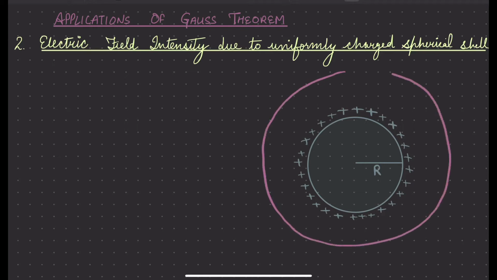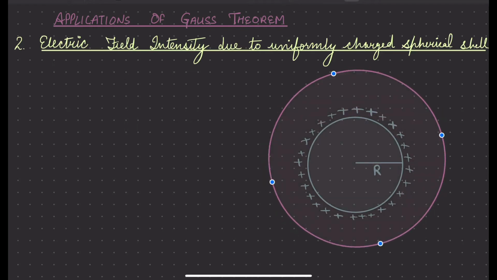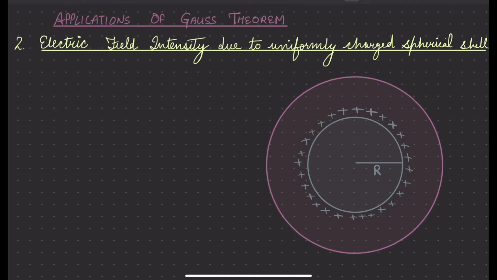So this is my Gaussian surface, which is spherical, and it is concentric with the spherical shell of radius capital R. Now I will consider the radius of the Gaussian surface to be small r. So the Gaussian sphere is of radius small r, and we have to apply the Gauss theorem. And from the definition of Gauss theorem, we have closed integral E dot ds is equal to q upon epsilon naught. We will make use of this theorem and this expression in order to find the value of electric field intensity.